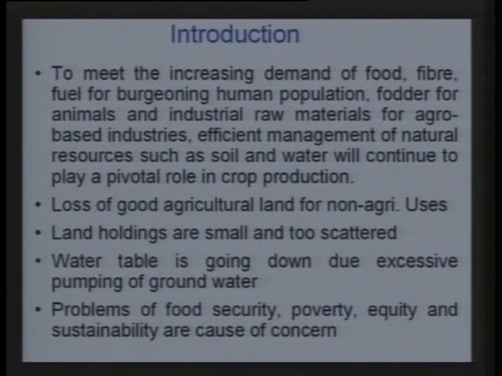We also see that there is a loss of good agricultural land which has been diverted towards non-agricultural uses, and land holding is also small in our country, and it is very scattered and fragmented. The water table is also going down due to excessive pumping of groundwater. So these are the problems which the natural resources of the country are facing, and which affect the agricultural production and productivity.